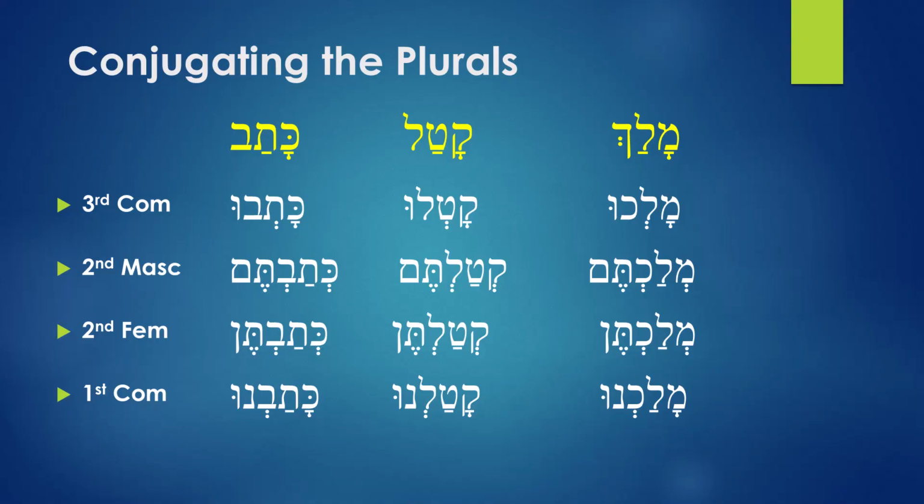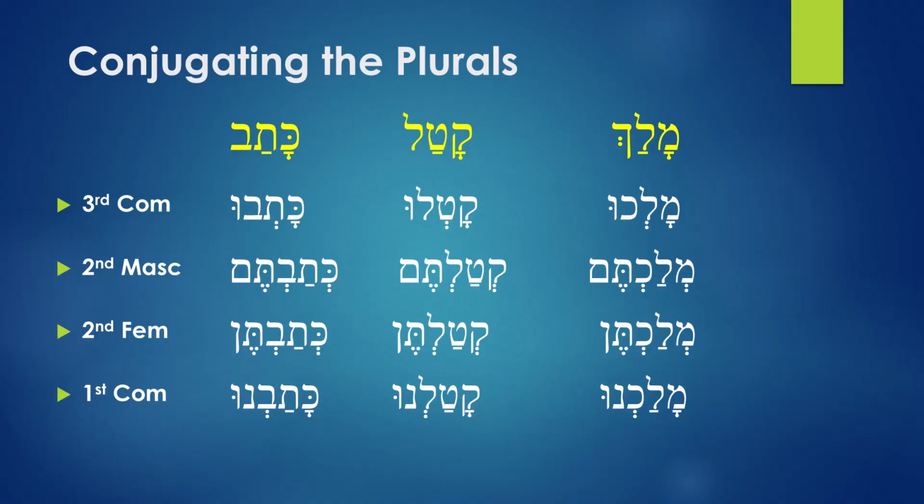Using katal, plural, you have katlu. Katlu means they killed. And then you have ketaltem. Ketaltem means you killed. And then you have ketalten. Ketalten means you killed. And then you have katalnu. Katalnu means we killed.